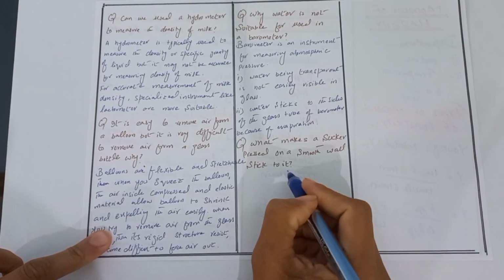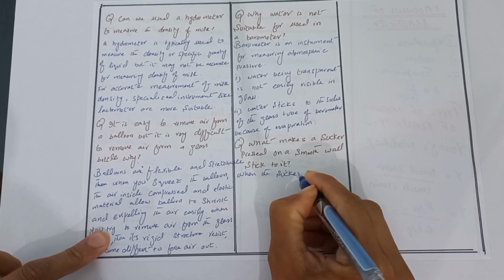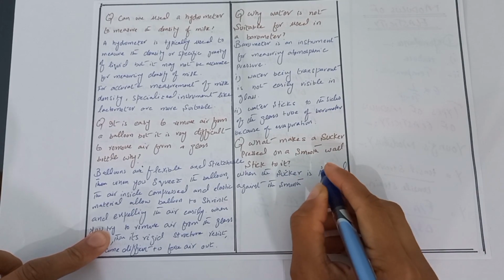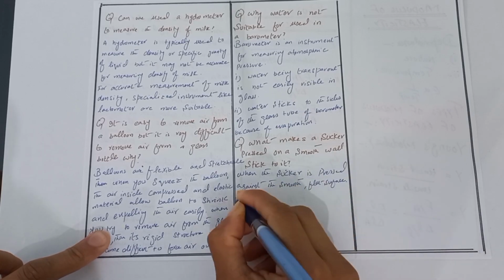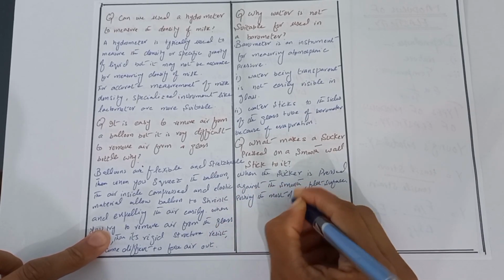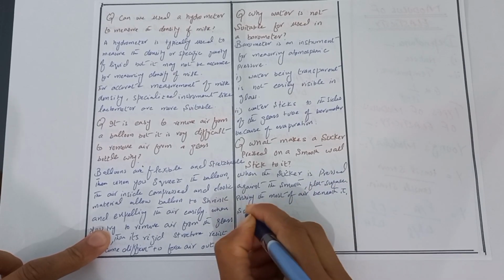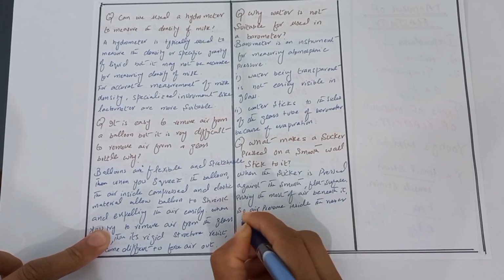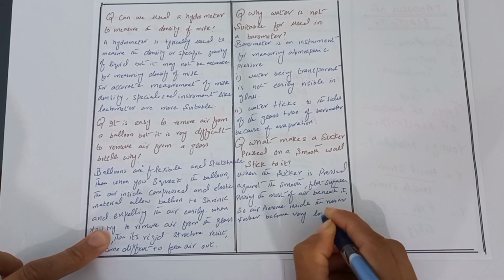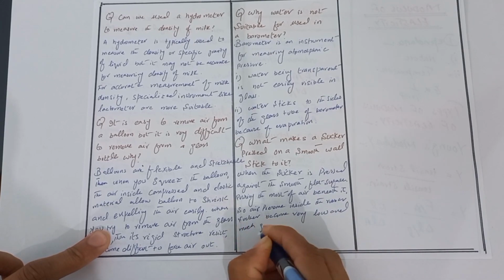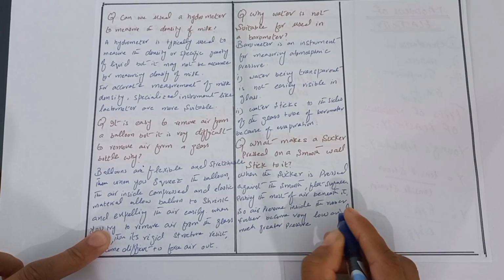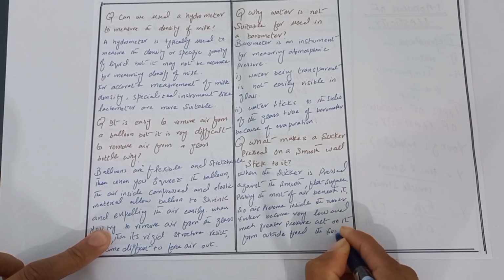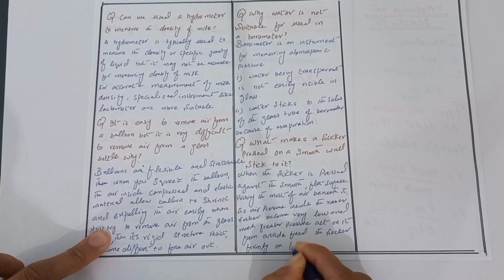What makes a sucker pressed on a smooth wall stick to it? When the sucker is pressed against the smooth flat surface, most of the air beneath it is pushed out, so the air pressure inside the rubber sucker becomes very low and much greater pressure acts on it from outside, fixing the sucker firmly on the flat surface.